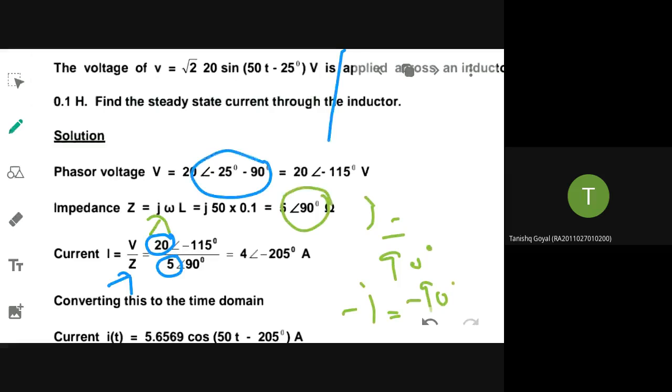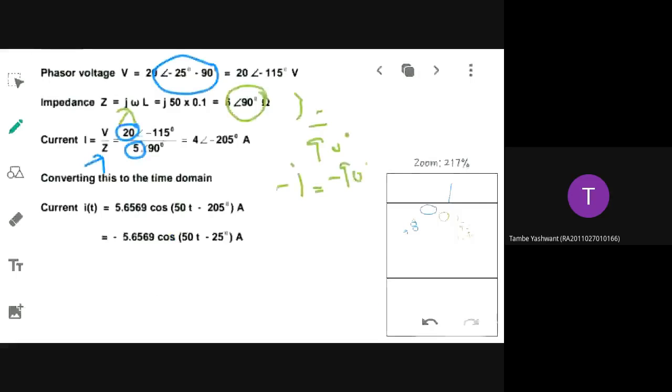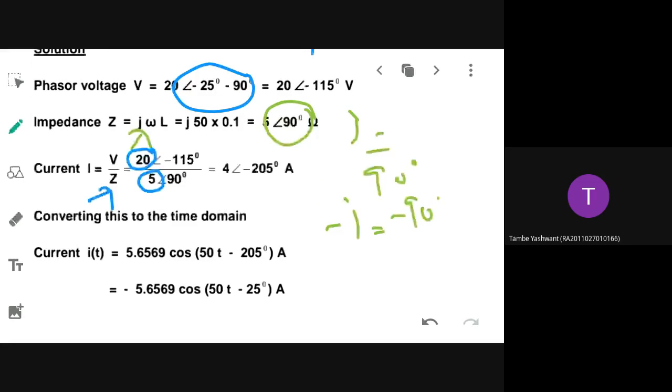Why have they got this minus 90? Tell me. Because the current lags, ma'am. So here, because the current lags behind the voltage by 90 degrees, because of that only they have summed up, I think. But it's not usually the case. Here it should be plus 90 degrees.